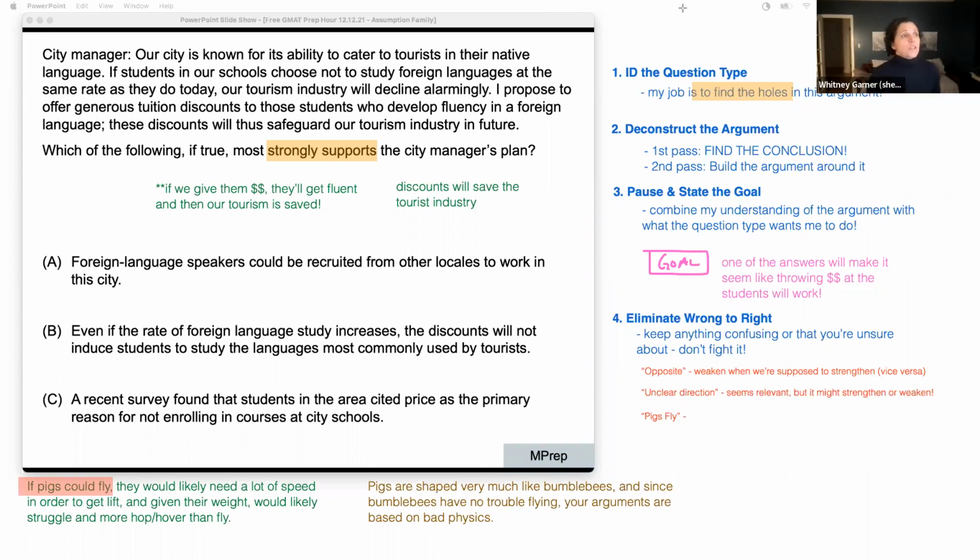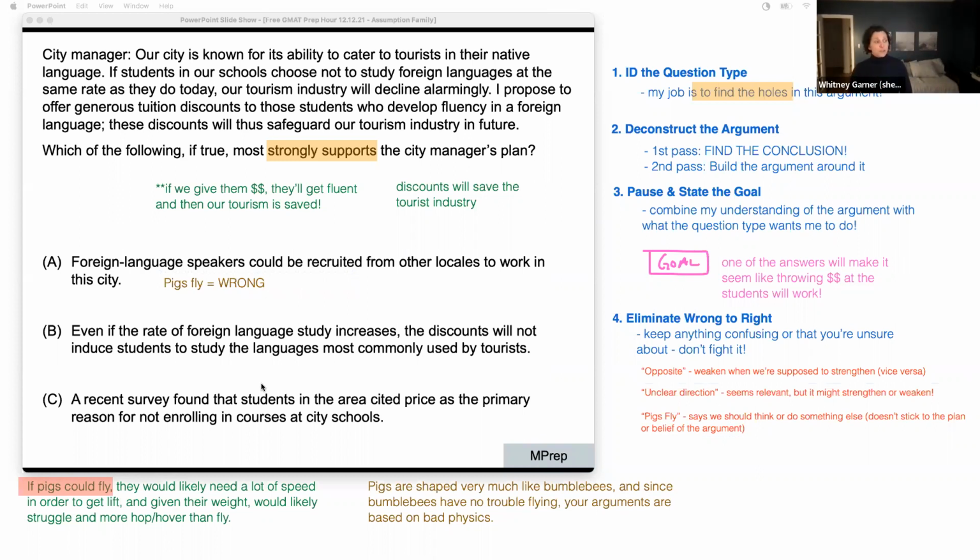That's all I've got. So the pigs fly brings in like an alternate suggestion, right? It says we should think or do something else. And essentially it doesn't stick to the argument, to the plan or belief of the argument. And so great, maybe foreign language speakers could be recruited, but that's not what we're talking about. What we're talking about now is whether the discounts are going to work. So this is our pigs fly, and they fly, right? Sorry, but pigs fly in this world. We're going to give them a tuition discount. What I'd like to know is, is that going to work?